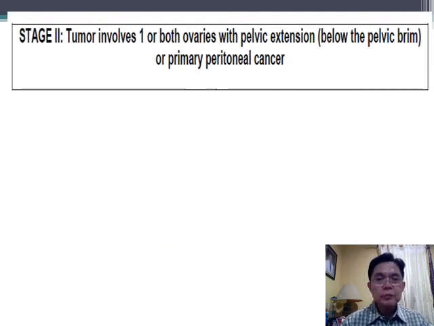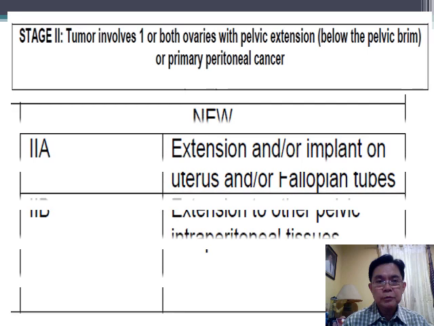Stage 2 is tumor involving one or both ovaries with pelvic extension. So pelvic extension, but the tumor is below the pelvic brim, or what you call the true pelvis. The presence of primary peritoneal cancer is also under stage 2. So below the pelvic brim, so again below the true pelvis, your metastatic lesions are below the pelvic brim or the true pelvis.